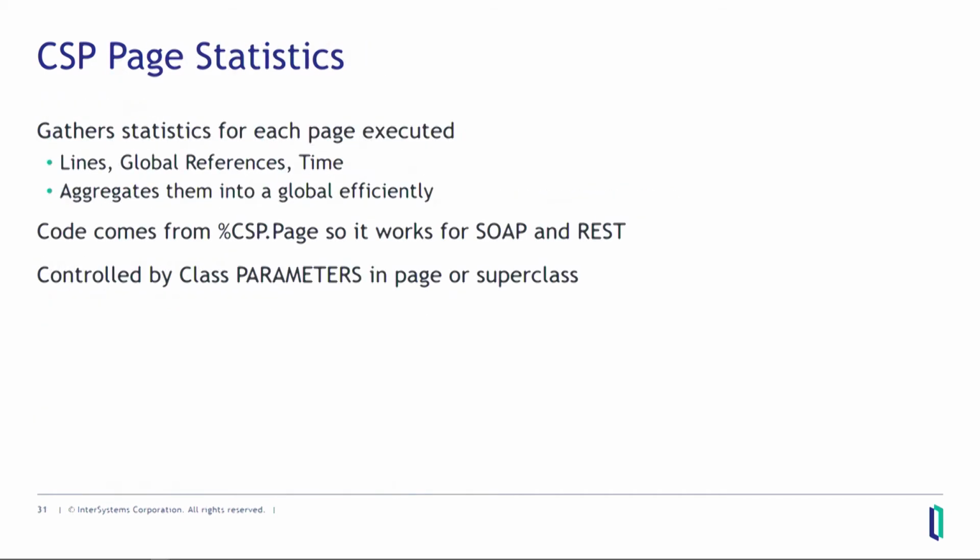CSP page statistics, these come from the other side. These come from the CSP server. And again, they come from the %csp.page, so that includes REST and SOAP. It's not just HTML pages. For every page, it takes the lines of code executed and the global references and aggregates them all into a global. This is controlled by a class parameter, either in the class itself for the web page or in a superclass. So you can set it higher up if you want to.